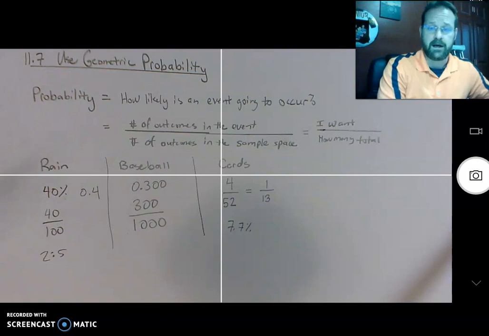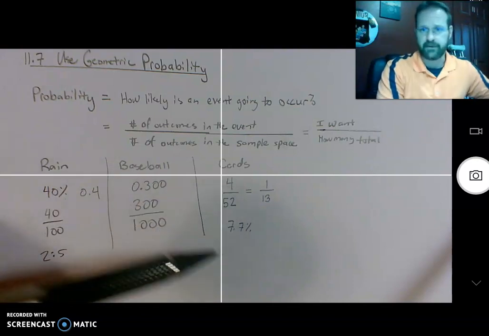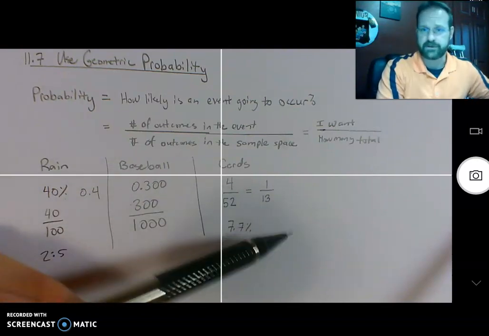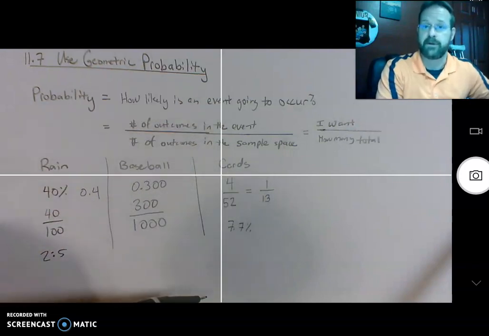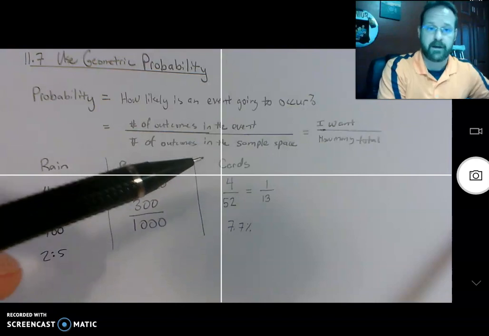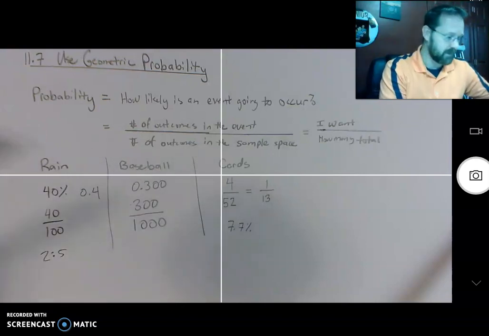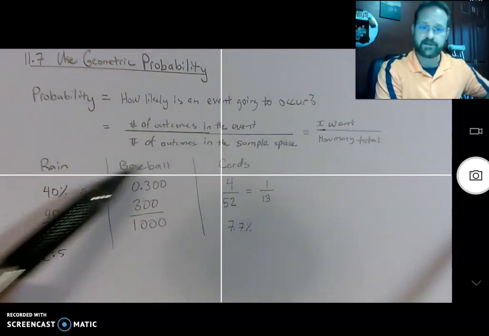I'm not going to talk about what the probability would be if you were wanting to get a royal flush or something like that. That's beyond the scope for this one, but you'll learn that later in pre-calc. But again, for right now, that's probability.